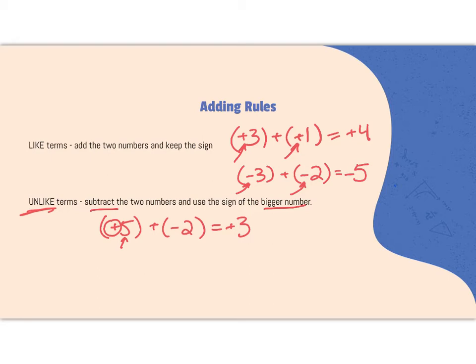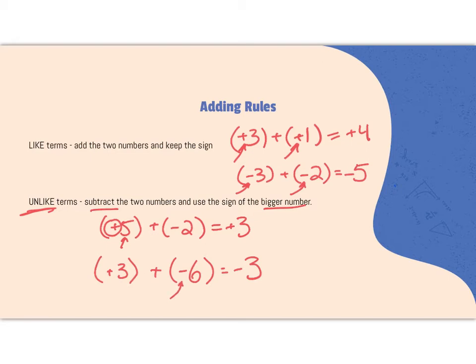What if we have something like a positive 3 plus a negative 6? So in this case, as long as they're different signs, I'm going to subtract. So 6 minus 3 is 3, and my 6 is also bigger than a 3, so that gives me a negative.